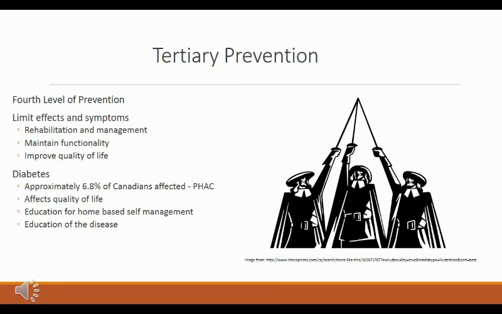Tertiary prevention is the fourth level of prevention. The aim is to limit effects and symptoms of chronic conditions using rehabilitation and disease management to improve quality of life. A major public health concern is diabetes. It is a chronic condition which affects quality of life if untreated. Education for glucose monitoring at home can be implemented in this level of prevention.